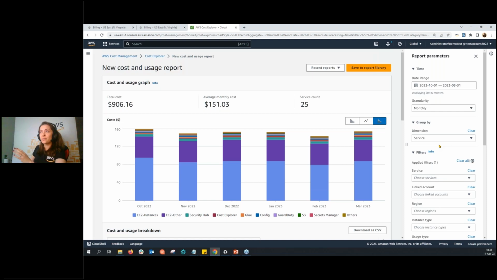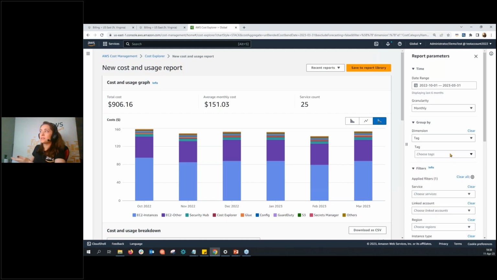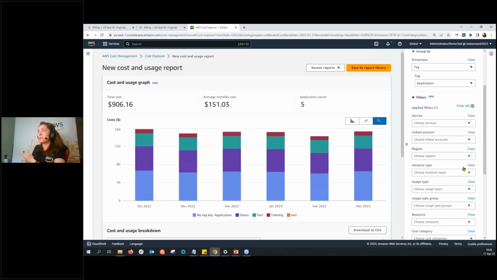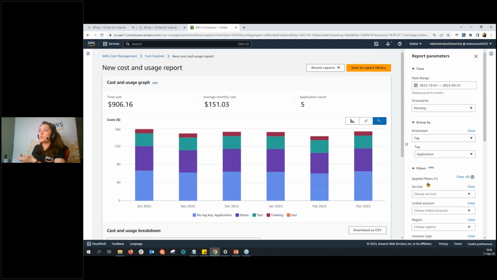So, again assuming that the resources are tagged, you could group by the tag. In my example, I know that some of my resources are tagged with the tag key application. If I group by application, I see that the cloud engineering team actually runs about 4 different applications. But then there's something called NoTag Key application. I wanted to mention what that means.